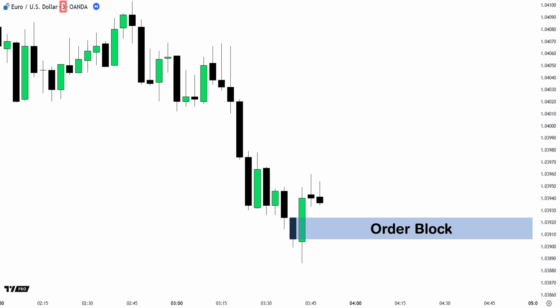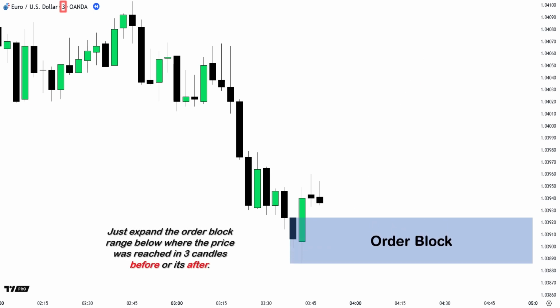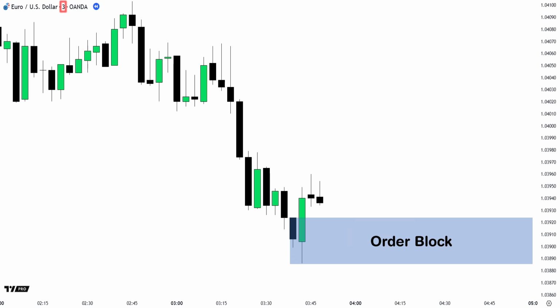But there's a challenge that can ruin the trade. Sometimes the price will try to hit even our stop loss before reversing and continuing the trend. To fix this, we will need to expand the order block range below where the price was reached in 3 candles before. But there's another problem. Sometimes the price reverses too early, never reaching this candle zone, meaning our order never gets triggered, and that's a frustrating missed opportunity.